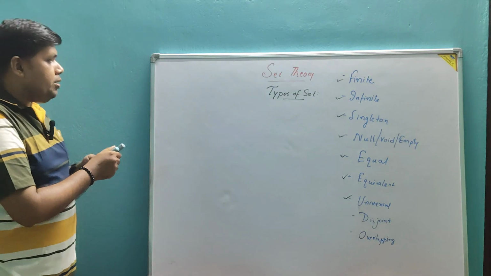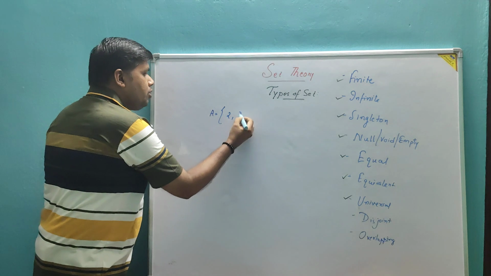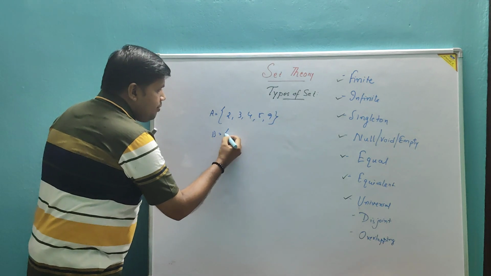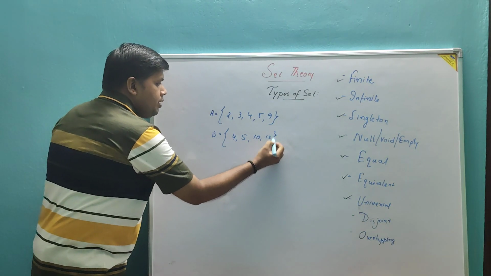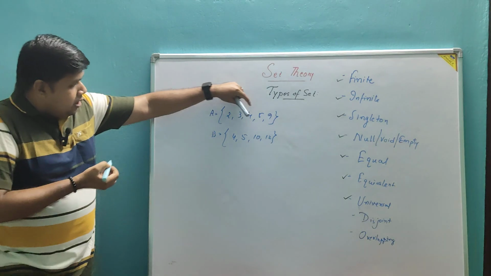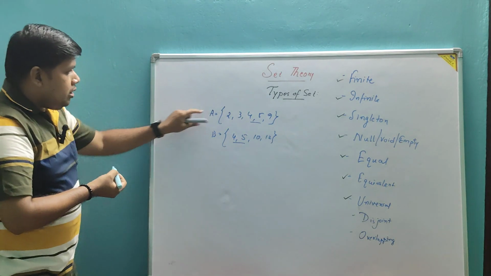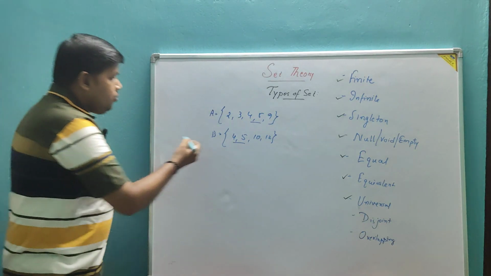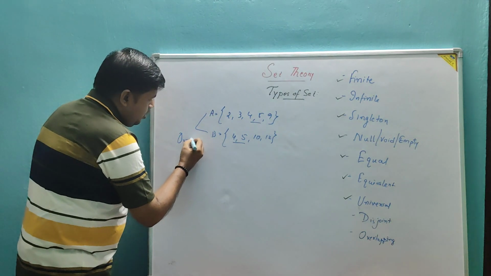Let's take an example. Say A is a set having elements 2, 3, 4, 5, 9. B is another set having elements 4, 5, 10, 12. In this case, we see that the elements 4 and 5 are common to A as well as to B. So we can say A and B are overlapping.